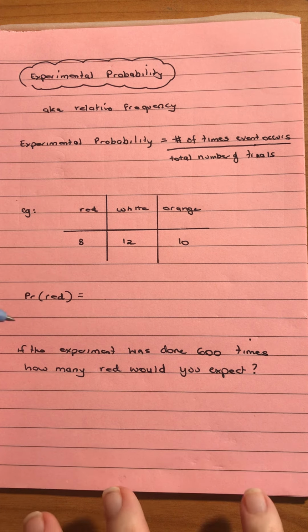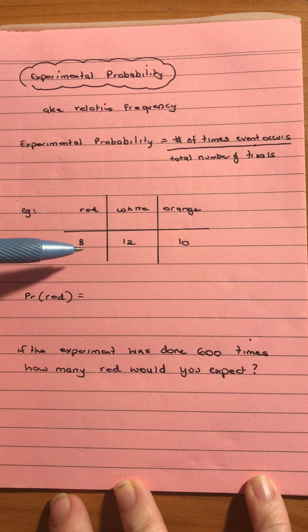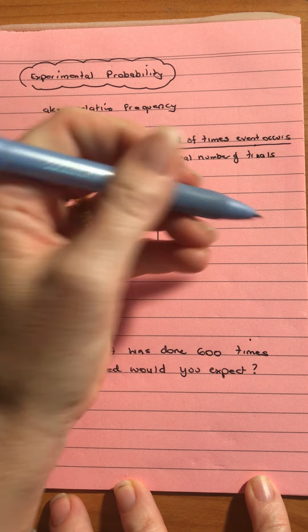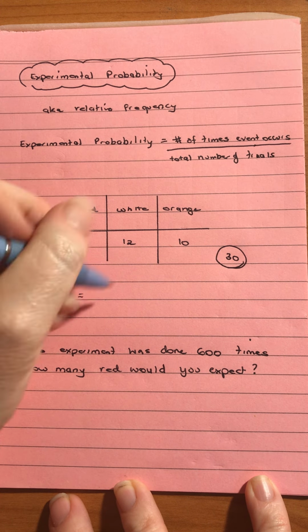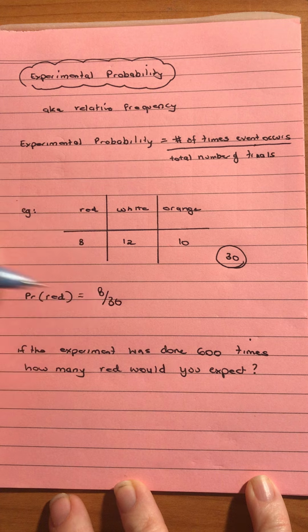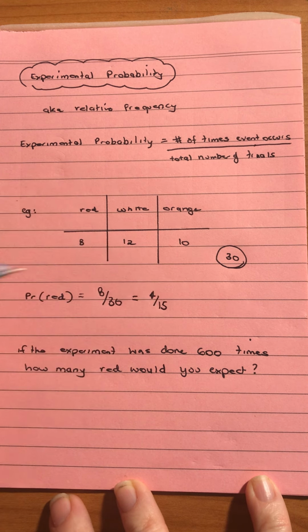So we want to work out the probability of getting a red, or the experimental probability of getting a red. Now, when we add that up, we get 8 and 12 is 20, and 10 is 30. So the experiment was done 30 times, and for red, they got 8 out of 30. Now, we can reduce that to 4 over 15, and that's our experimental probability of getting a red marble.